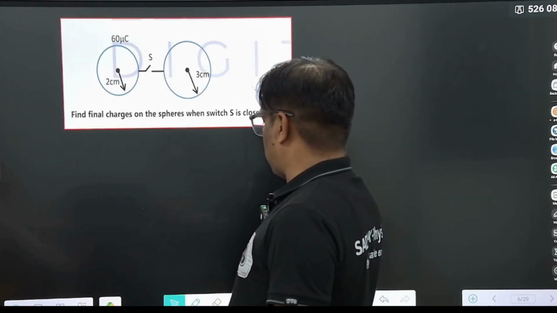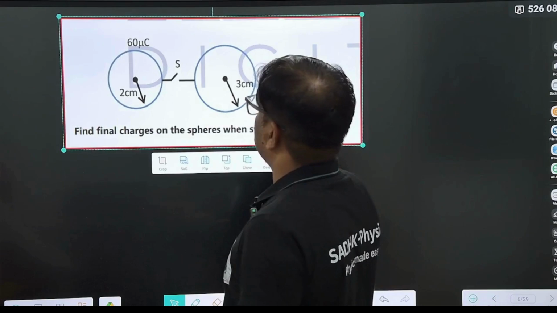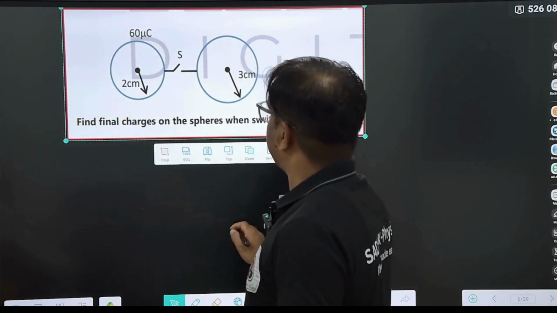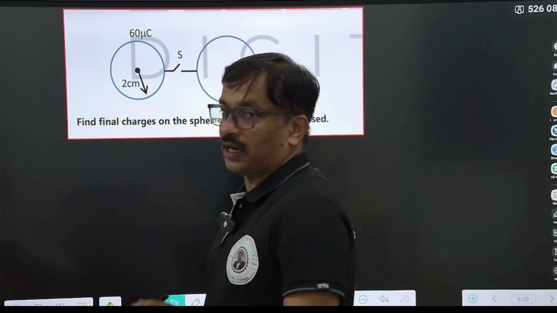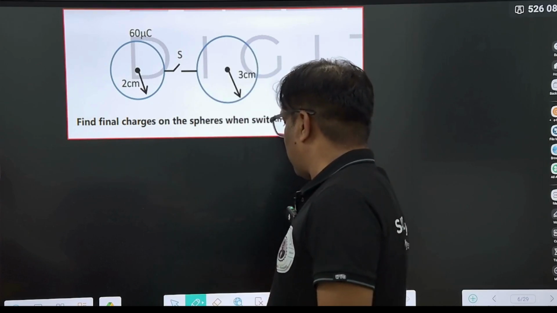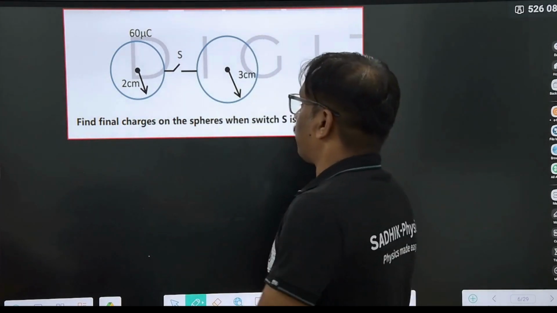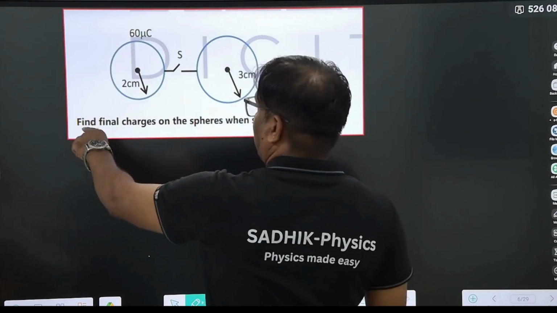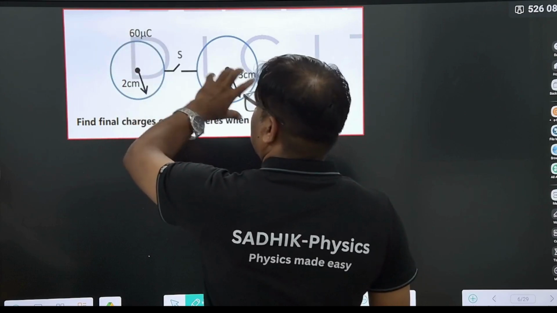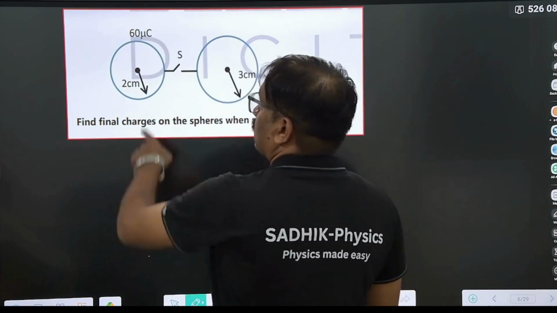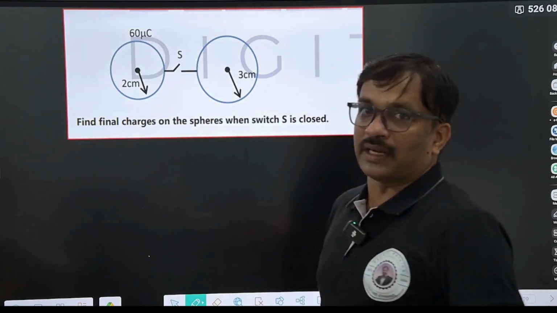Now, let us go for one more question here. Right, this is slightly a new concept, which I did not cover in the first part. Suppose here one learning thing is there. Find the final charge on the spheres when the switch is closed. When both spheres are identical, 60 and 60 plus 0 divided by 2, you would have got 30 and 30.